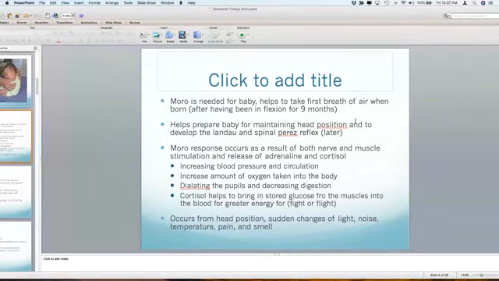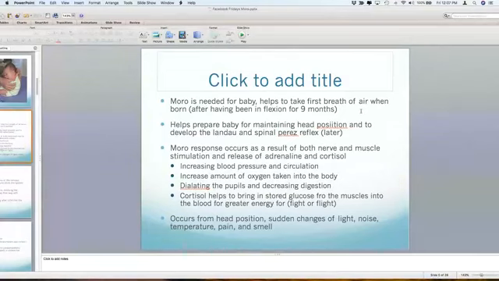Because part of what they're doing when they do that is they gasp in for air when they open out their arms, and then when they bring them in, that's when they start to cry. So when they're born, they've been in flexion for about 9 months. And so this helps them get out of that, you know, they're bent forward.